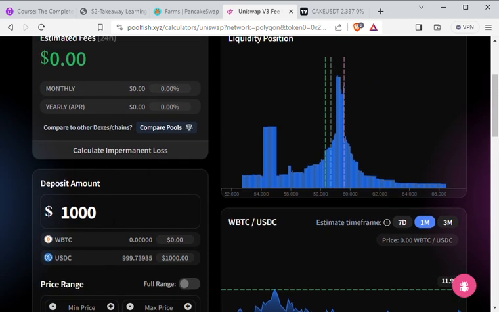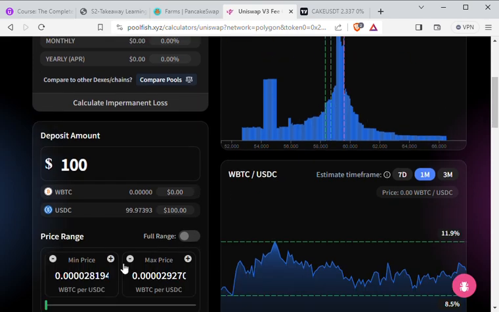So let's just take any amount of capital. See, that's what I like about liquidity pools. You can start with $10. You can start with $100. Let's keep it simple and do 100. And so your range right here, which is determined by these two numbers.